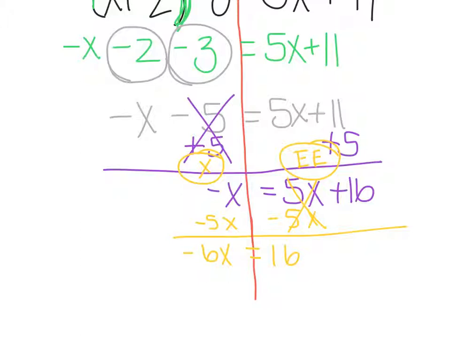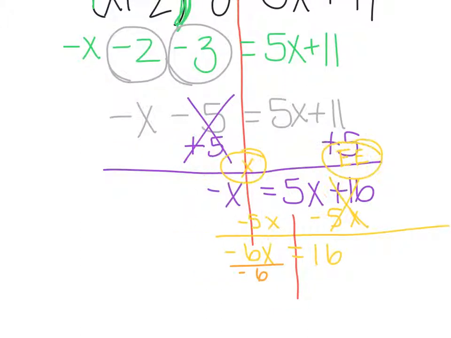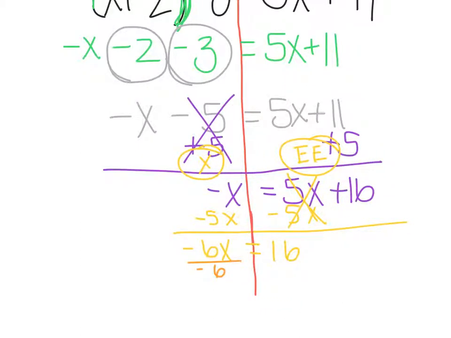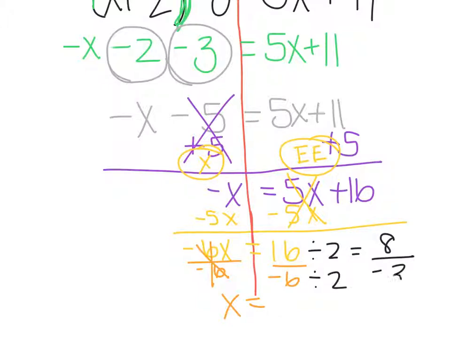For my last and my final step, I need to divide both sides by negative 6. Remember, whatever I do to one side, I have to do to the other side. So my negative 6's on the left are going to cancel. I'm left with x equals, I can't really divide 16 by negative 6, but I can reduce it because I can divide both 16 and negative 6 by 2. 16 divided by 2 is 8. Negative 6 divided by 2 is negative 3. So that tells you my answer is negative 8 over 3. Remember, it doesn't matter where that negative sign goes as long as there is one.